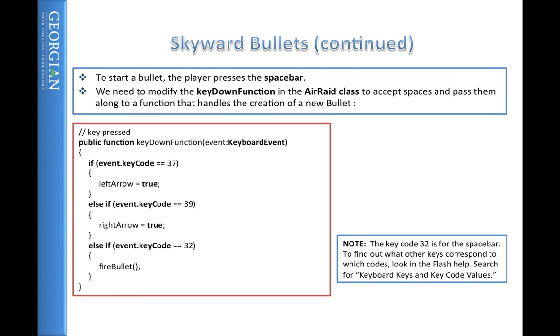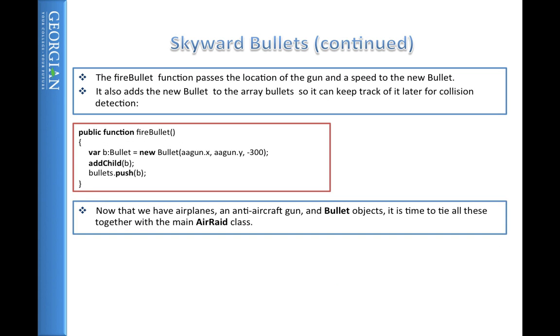Okay, so we talked bullets. The last thing we need to talk about is this, the key down function. We're going to have to kind of modify it because we can move left and right, but we also want to be able to press the space bar, that's what 32 is, and to fire the bullet. So that's where we would fire the bullet, right? And that happens in our air raid class. Okay. So we fire the bullet.